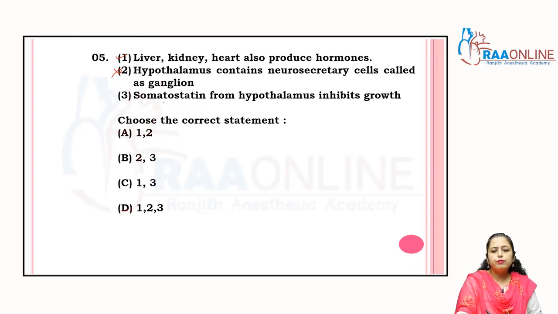The somatostatin from hypothalamus inhibits the growth. Exactly, because it is also known as the growth hormone release inhibiting hormone. Clear? So choose the correct statement. Okay, the correct one is 1 and 3. So 1 and 3, that is C answer. Clear? So the answer is C.